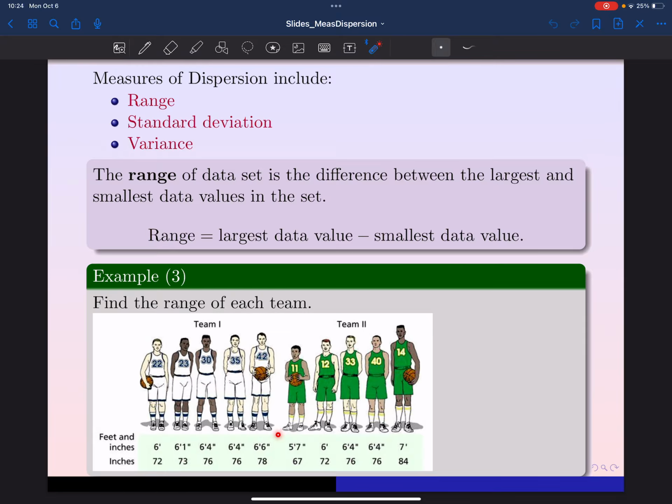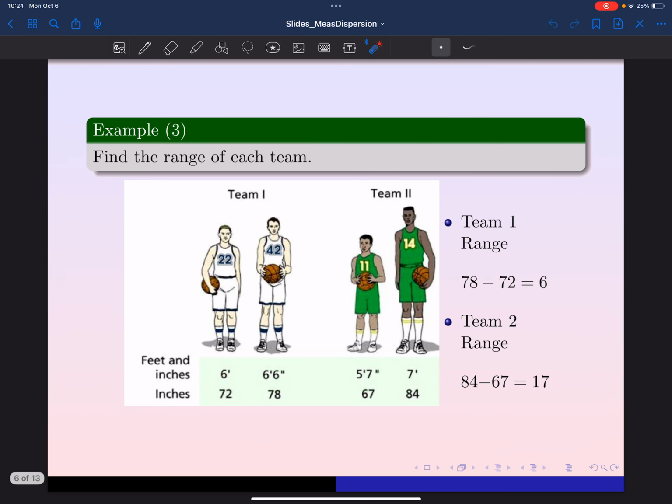So let's find the range for our teams. Team 1 would be the largest minus the smallest, and team 2 would be the same, the largest value minus the smallest value. And we have the solution right here. So the range for team 1 would be 78 minus 72, which is 6. That's the spread. And the range of team 2 would be 84 minus 67, which is 17. So this is the difference between the largest and the smallest value of the data set.